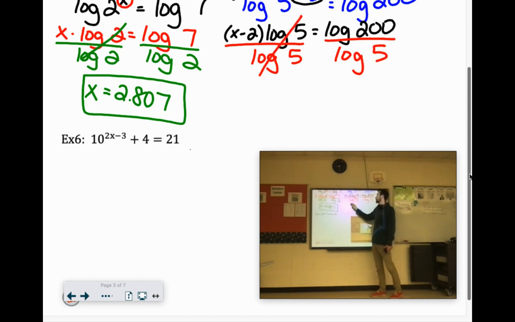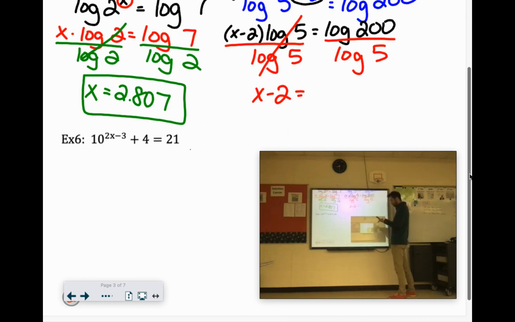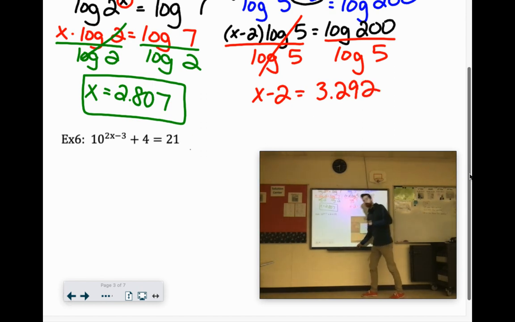So these will cancel. We'll have x minus 2, which means we're still going to have one more step. So log of 200, so that's 20. Okay, log of 200 divided by log of 5 equals 3.292. And then, of course, we have to get rid of the minus 2 by adding 2 to both sides. So we will get 5.292.